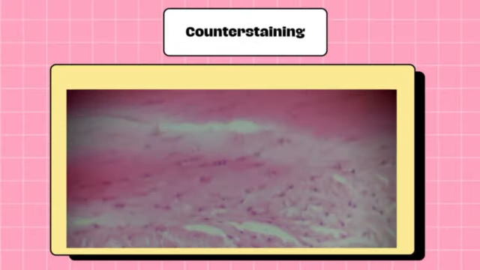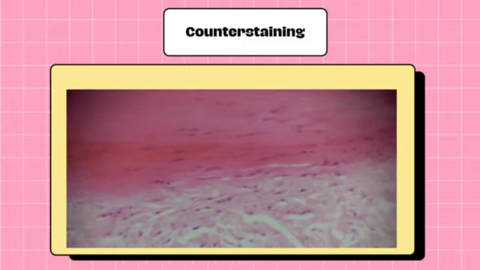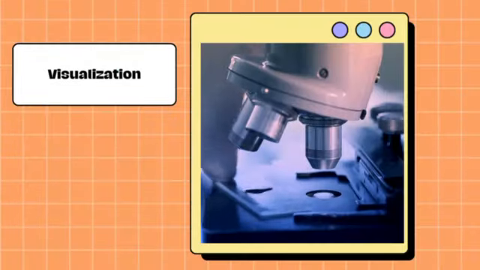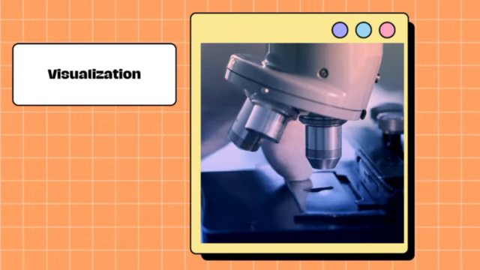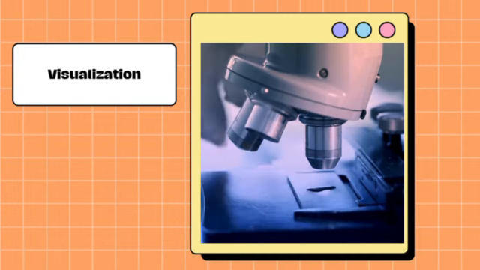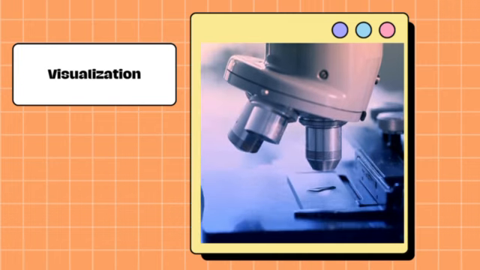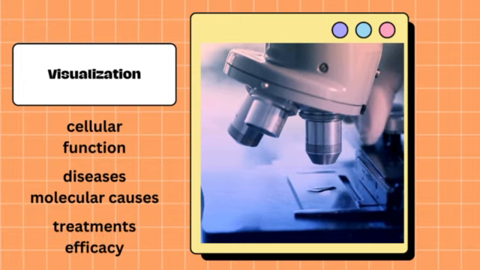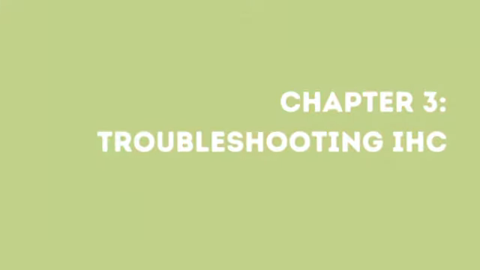Counterstaining is an optional step. The tissue can be counterstained with a dye like hematoxylin to give contrast and enable the study of tissue shape. Finally, the tissue sections are covered with a cover slip coated with mounting media for visualization. Microscopic visualization reveals the precise location of proteins within the tissue, offering valuable insights into cellular function, disease's molecular causes, and treatment's efficacy.